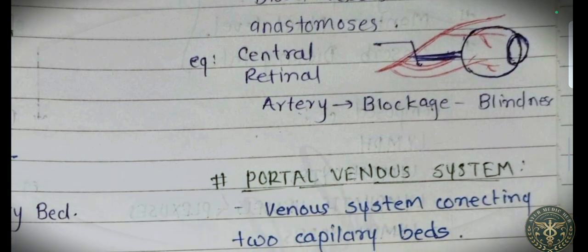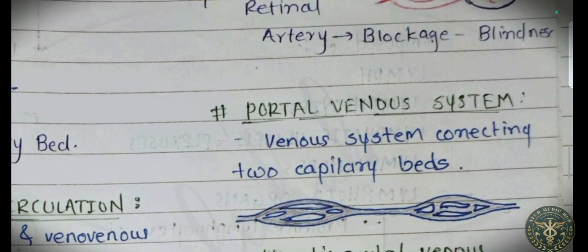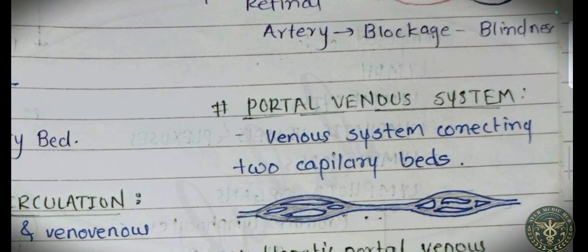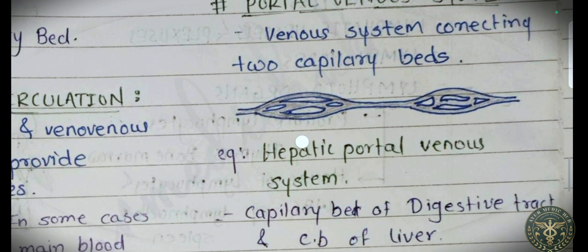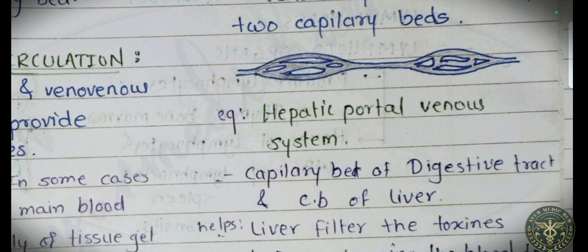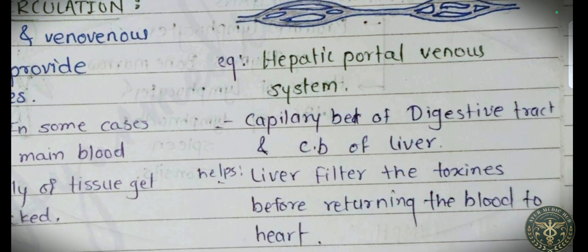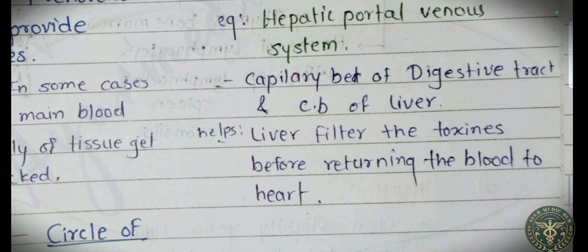to blindness. Then there is the portal venous system circulation, when a venous system connects two capillary beds. An example of this is the hepatic portal venous system. The capillary bed of the digestive tract and the capillary bed of the liver are connected, which helps the liver filter the toxins before returning the blood to the heart.